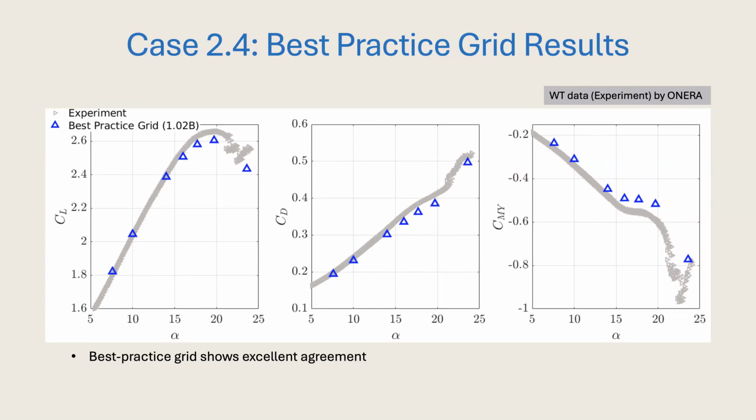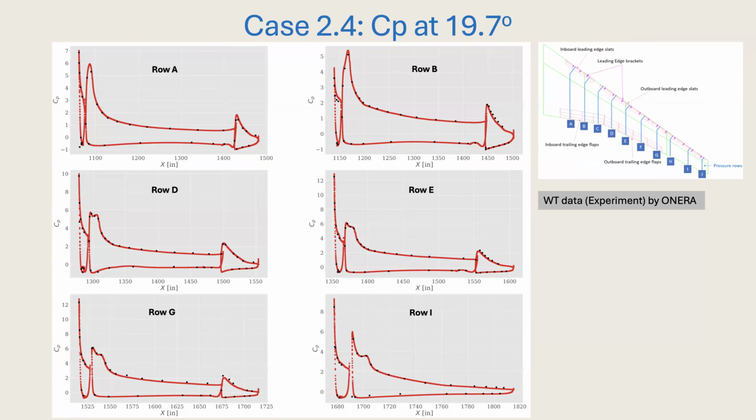So the best practice grid is still a good comparison, but CLmax gets lower, and it eliminated a lot of error cancellation between inboard, outboard, and flap. So the CP cuts actually make more sense in the best practice grid, but it removes this error cancellation, and CLmax is still in the bracket where the solution is acceptable, but the fine grid solution was better, right? And this is like a CP at 19 degrees.